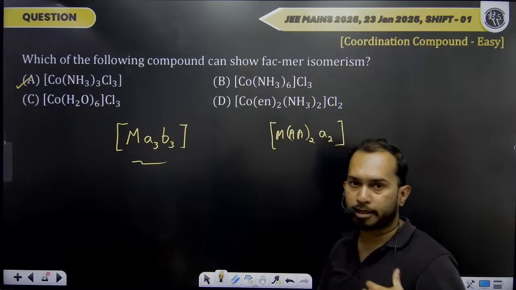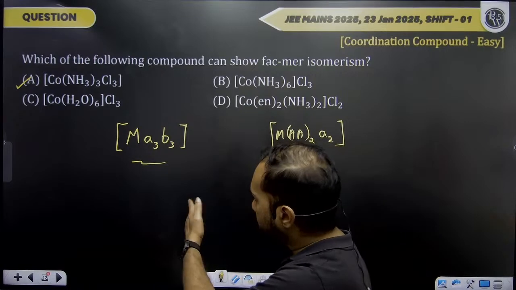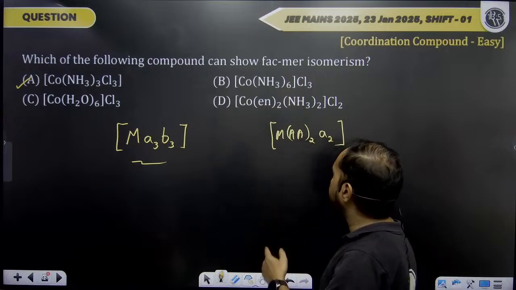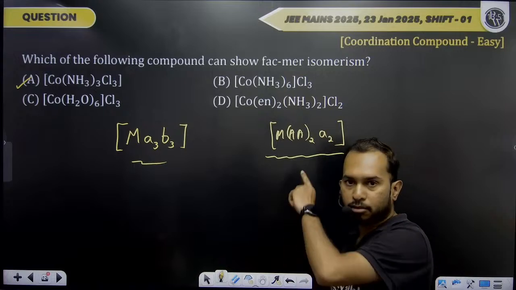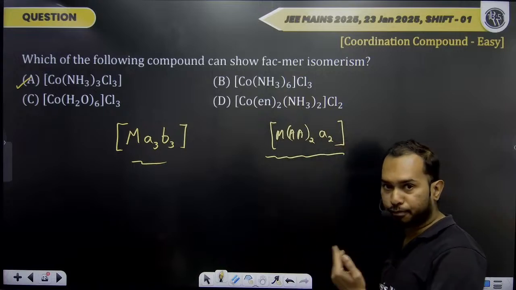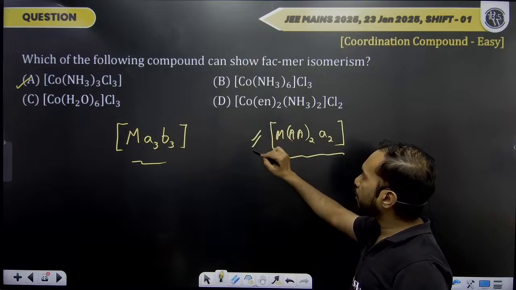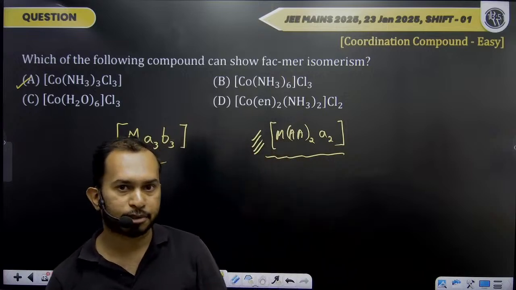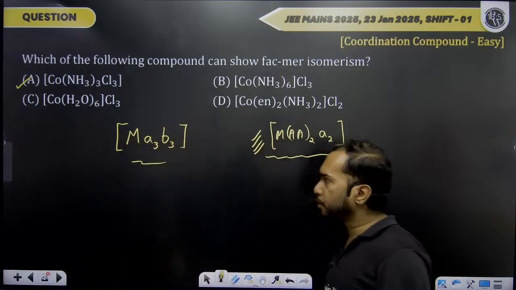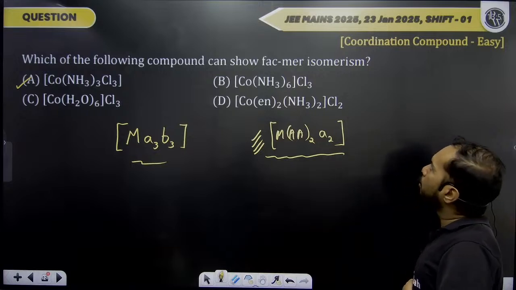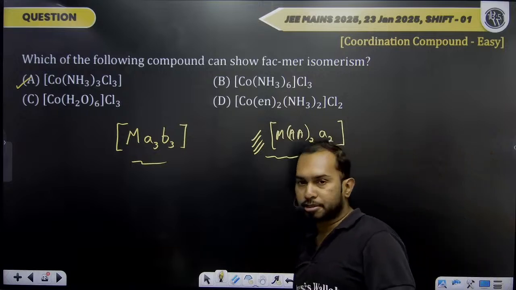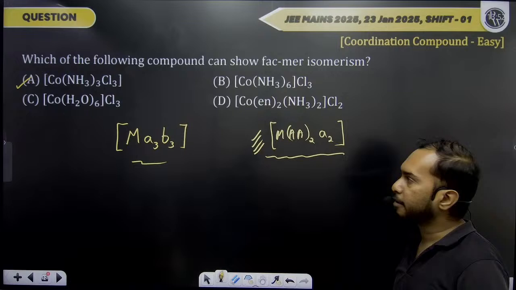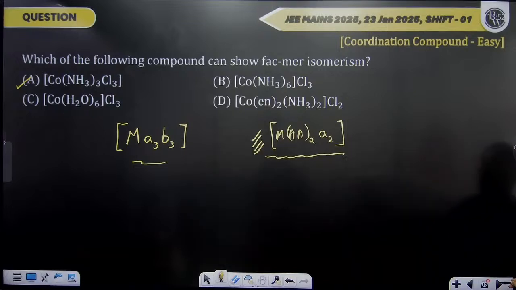It is mentioned clearly and explained very well in NCERT why this shows facial and meridional isomerism, and their diagrams are also shown. Just above that, the detailed explanation of this complex is also given. So for the next few shifts, focus on the isomers shown by this complex and how many isomers are possible. This kind of question can be asked in the upcoming shifts. This was a question from coordination chemistry, and it will be marked as an easy question because it's taken straight from the NCERT book.